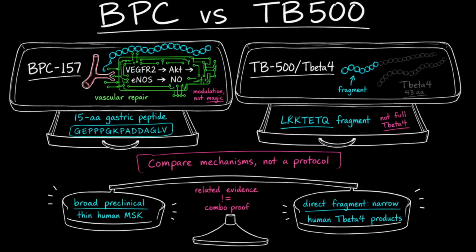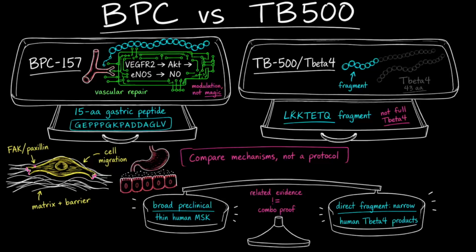And mechanistically, BPC-157 is often talked about through vascular repair signaling, so pathways like the VEGFR2 pathway, AKT, eNOS, and nitric oxide. BPC-157 also has a repair cell lane, so tendon cell work points to migration, survival under stress, F-actin changes, and FAK-paxillin signaling.